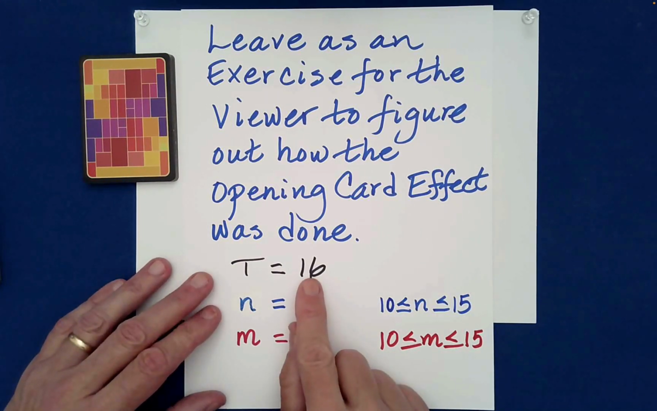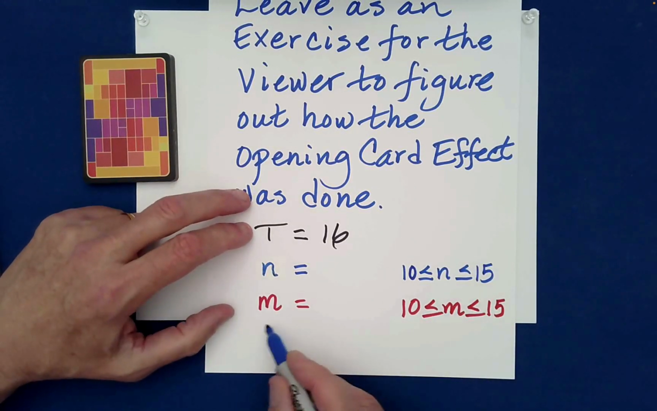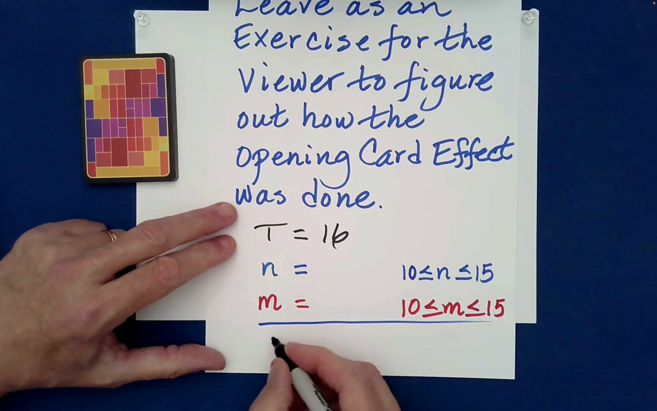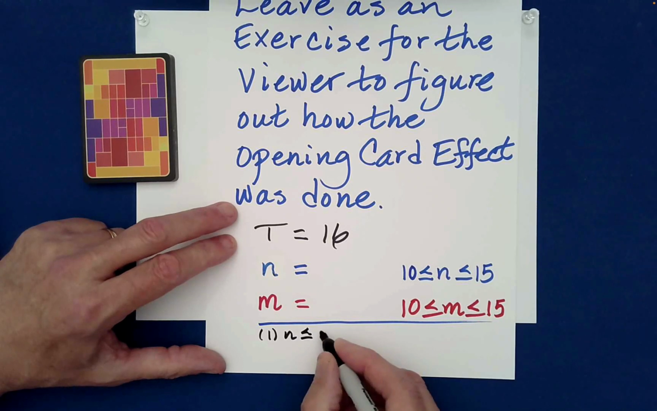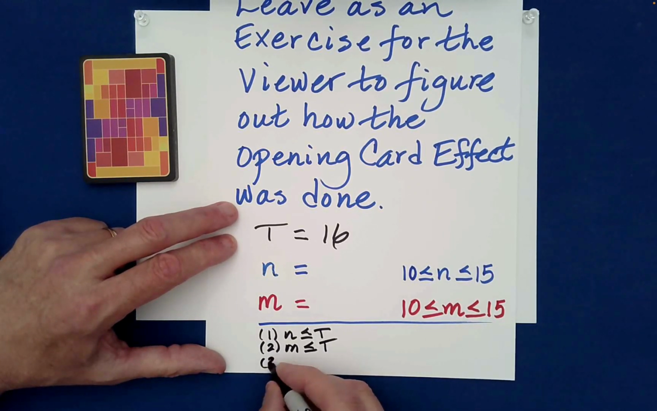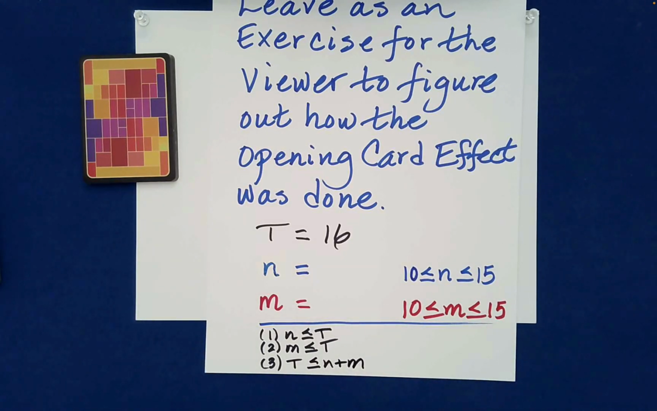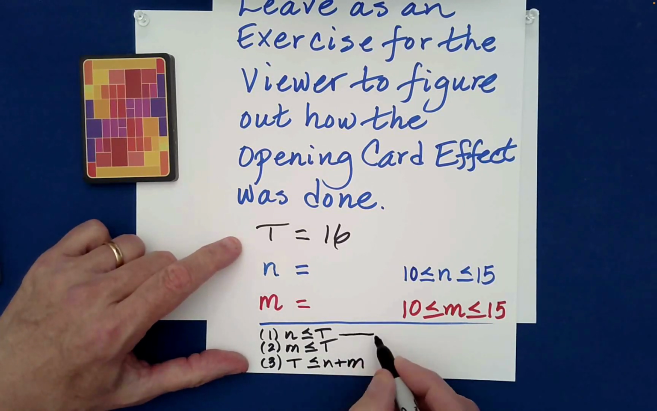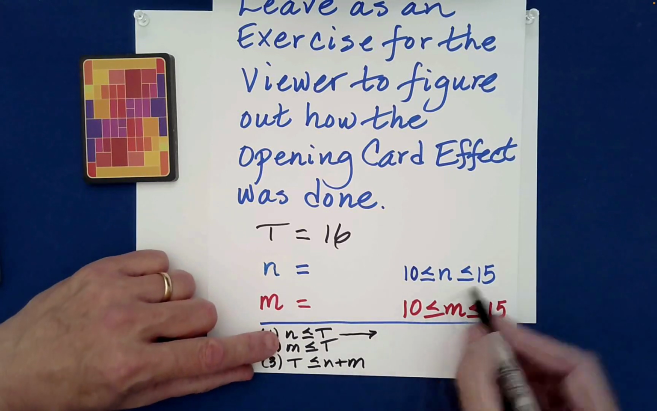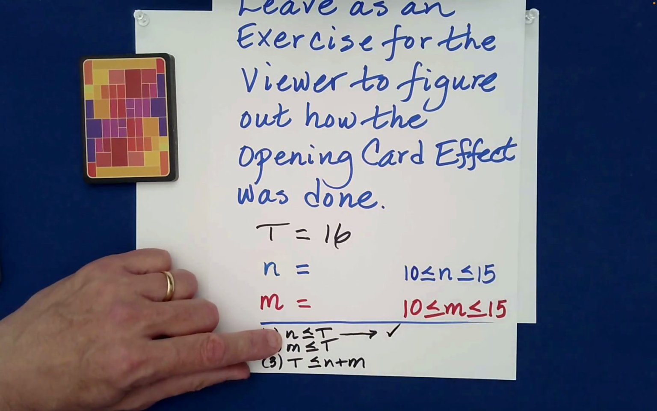Okay? Well, why is 16 going to work for us as a total packet size? What needs to be true here? Well, first off, we need N to be smaller than or equal to T. We need M to be smaller than or equal to T. And then third, we need T to be smaller than or equal to N plus M. So are all 3 of these inequalities satisfied? Well, this first one is, right? Because the largest N can be is 15, which is less than 16, okay? So that inequality is satisfied.